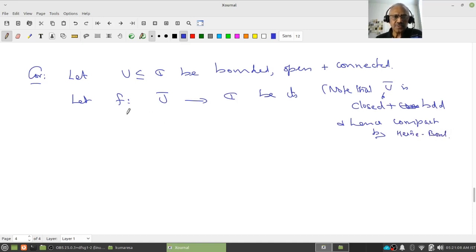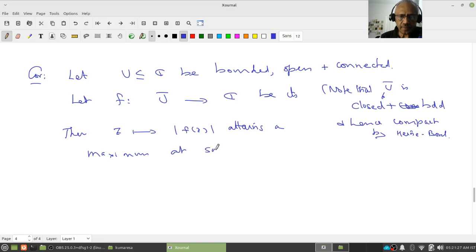And suppose f from U closure to C is continuous. Then z going to mod f(z) attains a maximum at some point of U closure. But what do you expect? It cannot be attained in U. Are you following? Yes. Therefore, where should it be attained? On the boundary of U.